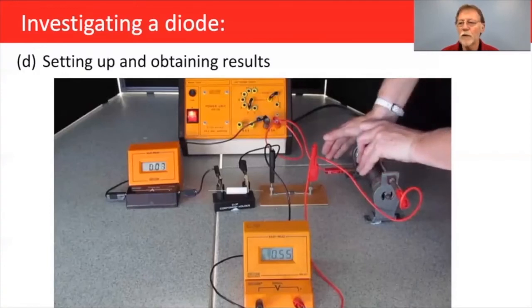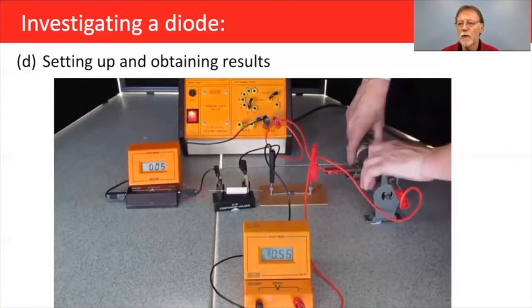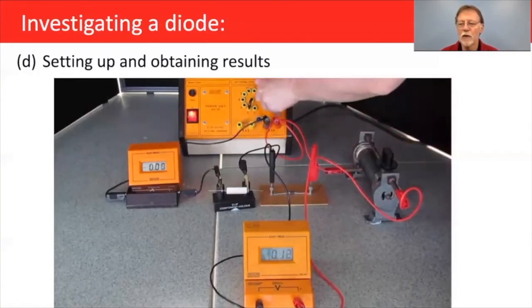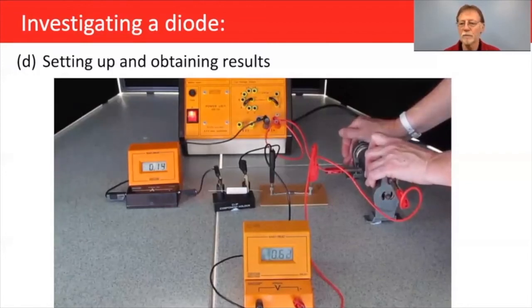More able groups could be invited to investigate more closely the relationship between the current and the potential difference for potential differences between 0 and 0.6 volts. Fluctuations in the readings are unavoidable and can be used to prompt discussion about how best to cope with them and the reliability of the measurements.